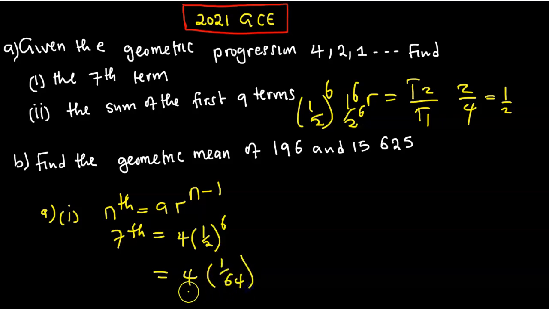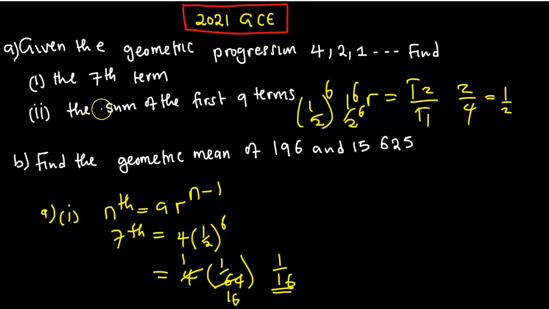Times 4. Okay, then at this point, can 4 go into 64? Divide by 4. So this is the same as 4 into 4, 1. 4 into 64, it is 16. So now this is just the same as 1 over 16. So that is the first answer, the 7th term.